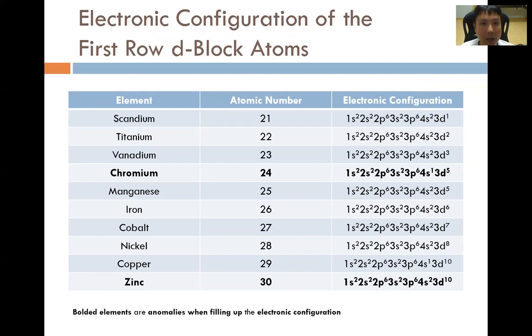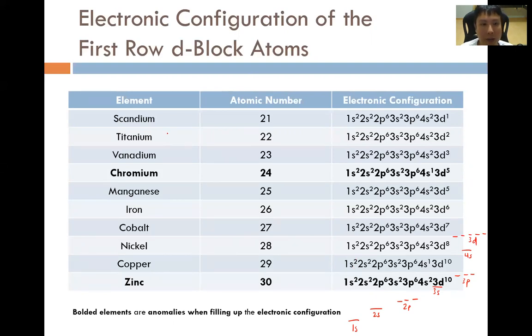Okay, the last part of this chapter, I would just like to talk about the electronic configuration of the first row d-block atoms. So again, if we go back to the relative energies, 1s will be at the bottom, followed by 2s, then 2p, then 3s, then 3p, and then 4s, and then 3d. Again, this can be obtained by reading the periodic table.